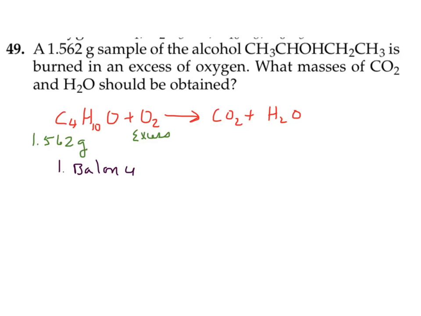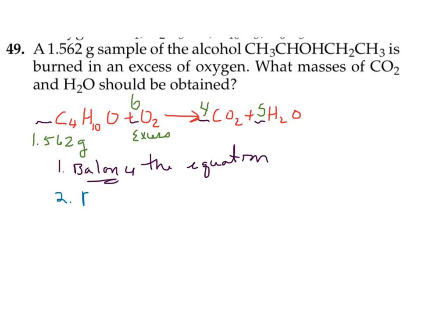We're going to go from grams of C4H10O, because they gave that to us. They gave us the empirical formula. We're going to go from grams of that to grams of CO2, grams of that to grams of H2O. That's what the question's asking for. The only catch, though, is you need to balance it first. And I've gone ahead and done that.